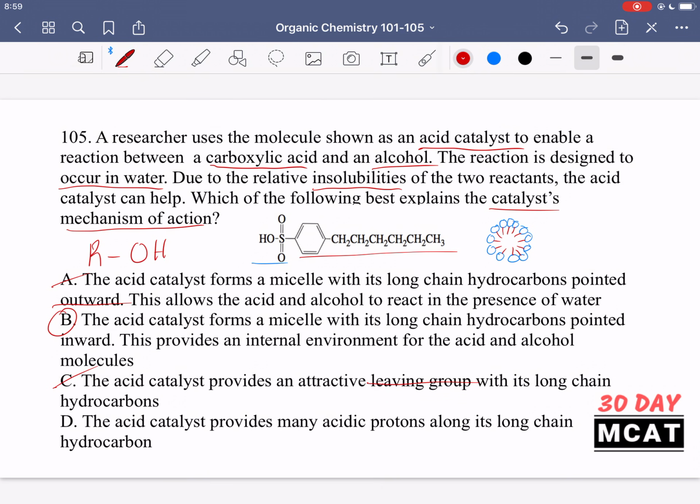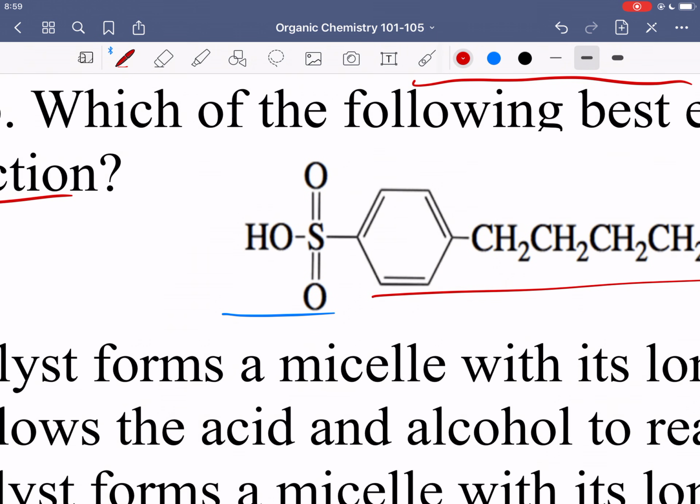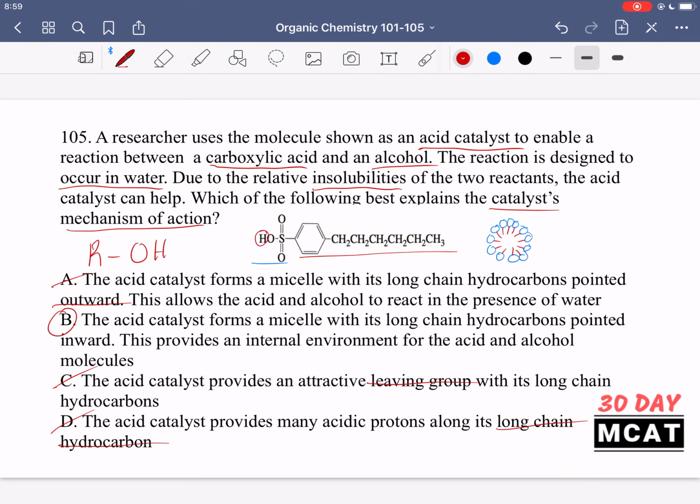Option D is saying it provides many acidic protons along its chain hydrocarbon. No, the acidic protons are not on the chain hydrocarbon. Those are hard to remove. It's this one. That's the acidic proton. So D is incorrect, and it's also not talking about the micelles. So it's a completely incorrect answer. B is the correct answer here.